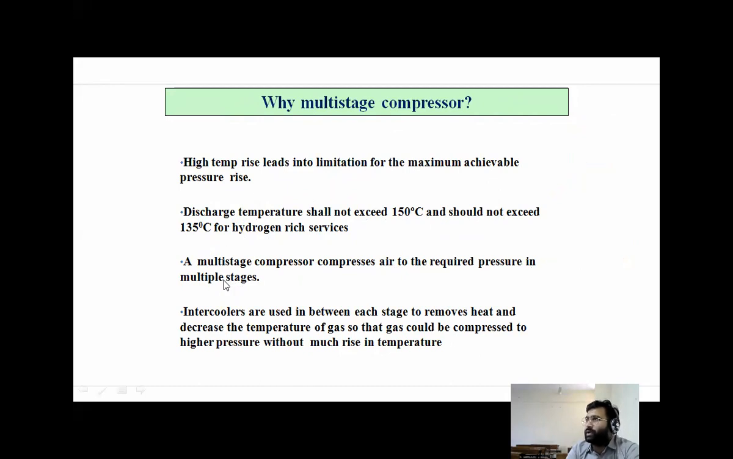Multiple stages can be 2, 3, or 4, depending on the application. Intercoolers are used in between each stage to remove the heat and decrease the temperature of gas so that the gas could be compressed to higher pressure without much rise in the temperature.